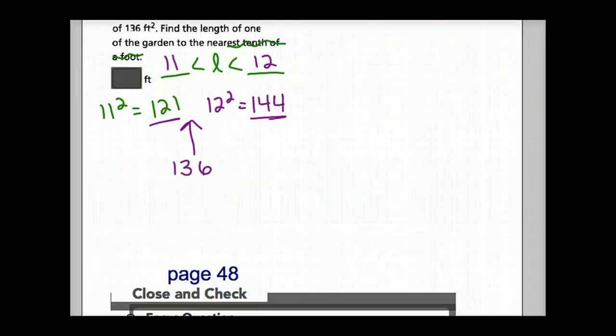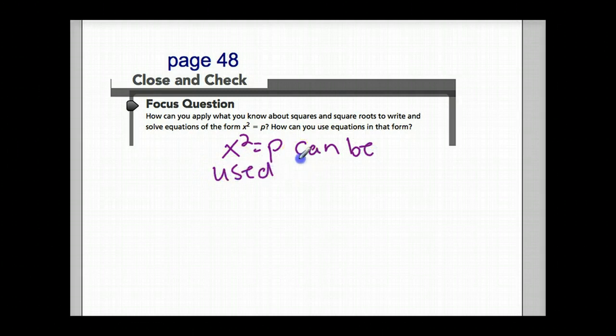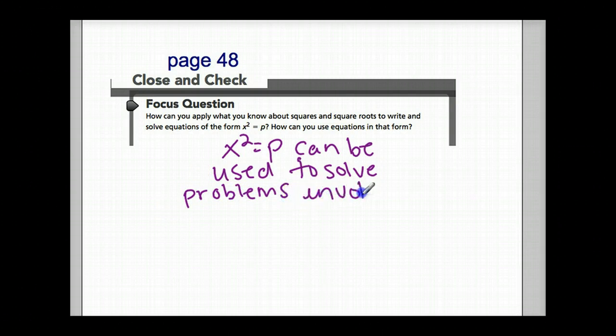Okay, now for our close and check. And we basically already answered this. Basically, what we want to know from this question is that x squared equals p can be used to solve problems involving the area of squares.